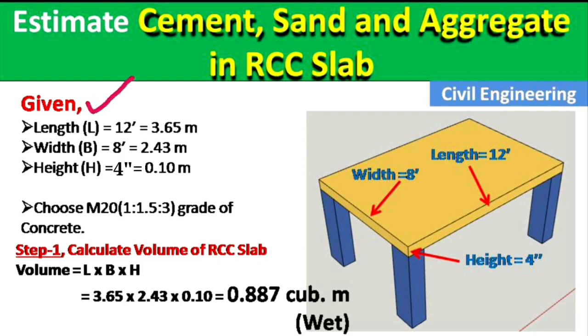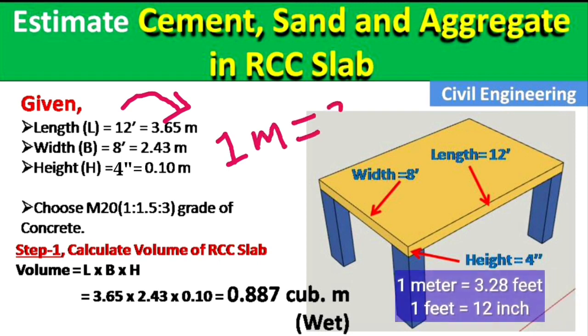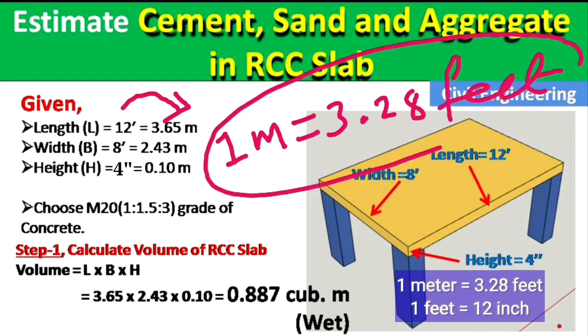Okay, so the given values are length, width and height. The length is 12 feet, the width is 8 feet, and the height is 4 inch. Okay, so I have converted all the values into meters because we will calculate the volume of cement, sand and aggregate in cubic meters. To convert feet into meters, we have to use a conversion unit: 1 meter equals 3.28 feet.